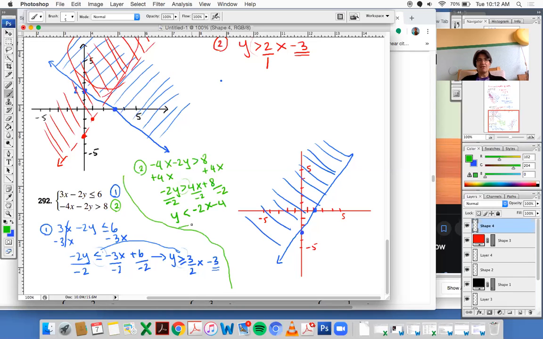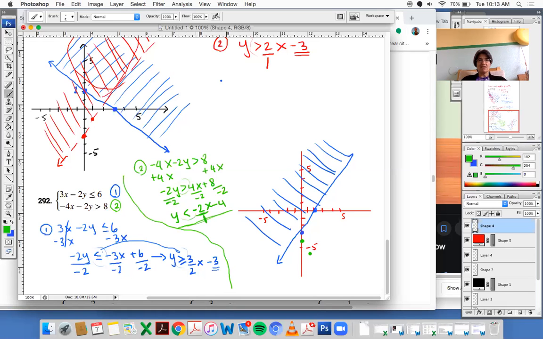Okay, so now I'm going to graph this. The y-intercept is negative 4, so put a dot here. Slope is negative 2, as a fraction, negative 2 over 1. So I'm going to go down 2 and over 1. All right, so here's my 2 points.